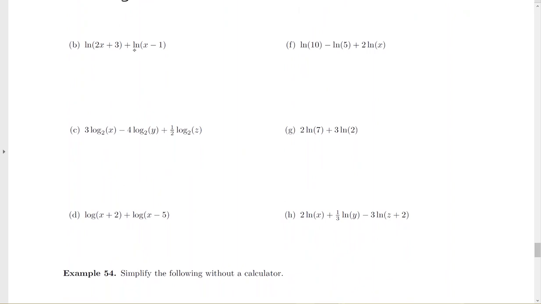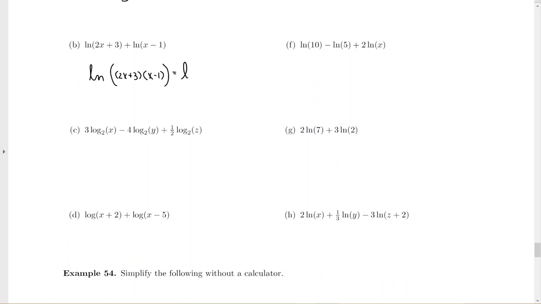This one has a plus sign in between two logarithms, no powers to pull up. So I'm going to go ahead and write it as natural log of, and then because it's plus, it's going to be multiplication between the two arguments. So 2x plus 3 times x minus 1. Now here we can do a little simplifying. If you remember the FOIL method: first, outside, inside, last, and then combine like terms.